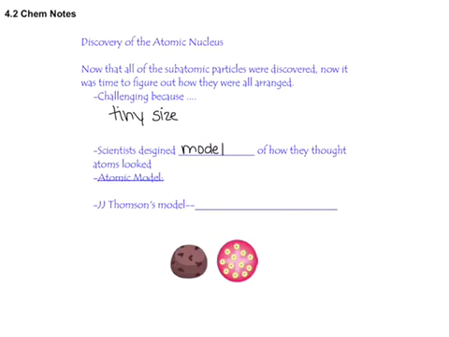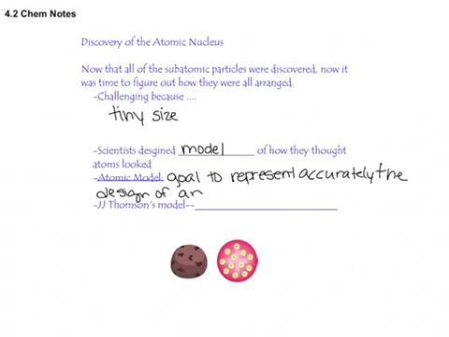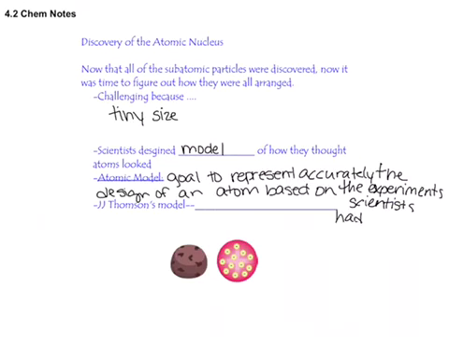So an atomic model was a goal to represent accurately the design of an atom based on the experiments scientists had already done.